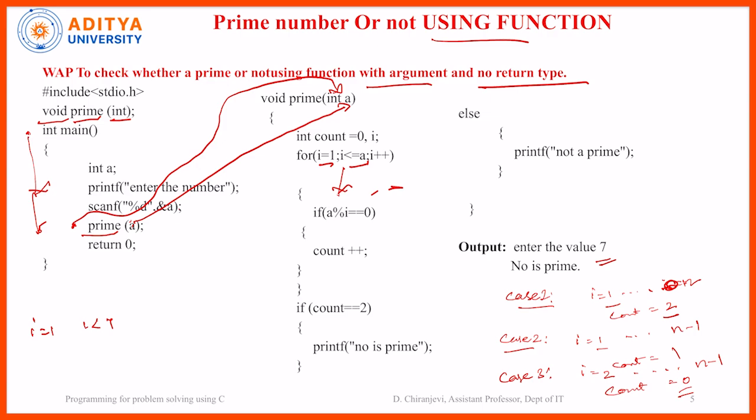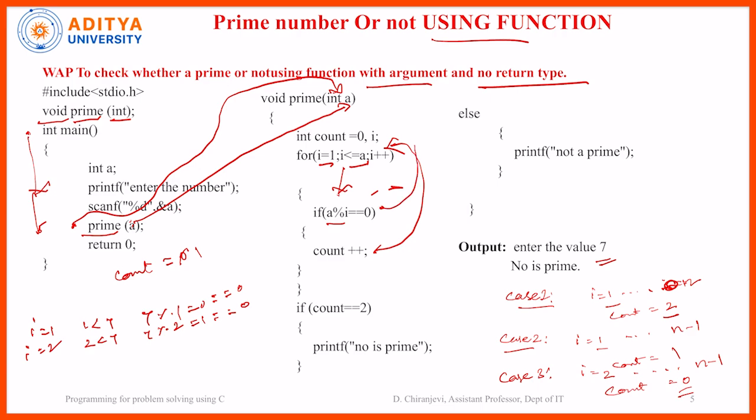Right now a value is 7, so 7 mod 1, you will get 0. So 0 equal to 0, true. This if is true, so count plus plus. Earlier the counter value was 0, now you are updating the count value to 1. After updating, control will go back to the loop, i plus plus. Now this time i equal to 2, 2 less than 7, true. Now 7 mod 2, you will get the value 1. Now 1 equal to 0? No, so this is false, and again i plus plus.